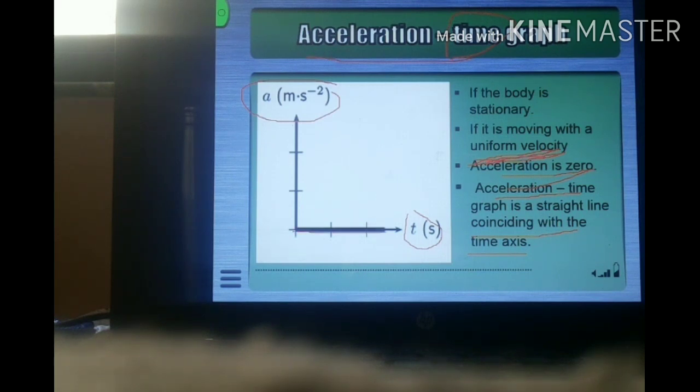Acceleration time graph is a straight line, means acceleration will be 0 because there is no change in velocity. What is acceleration? Change in velocity upon time. But if velocity is not changing, acceleration will be equal to 0. As acceleration is equal to 0, we will be drawing a straight line that will be coinciding with the time axis.